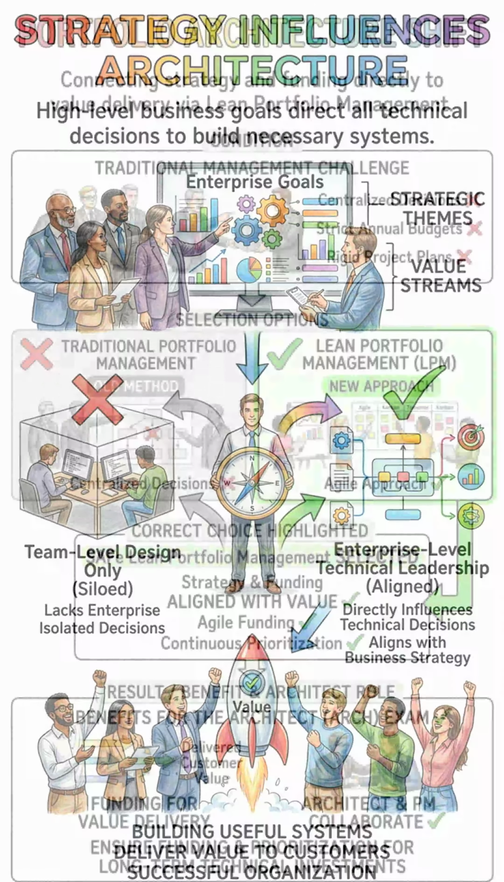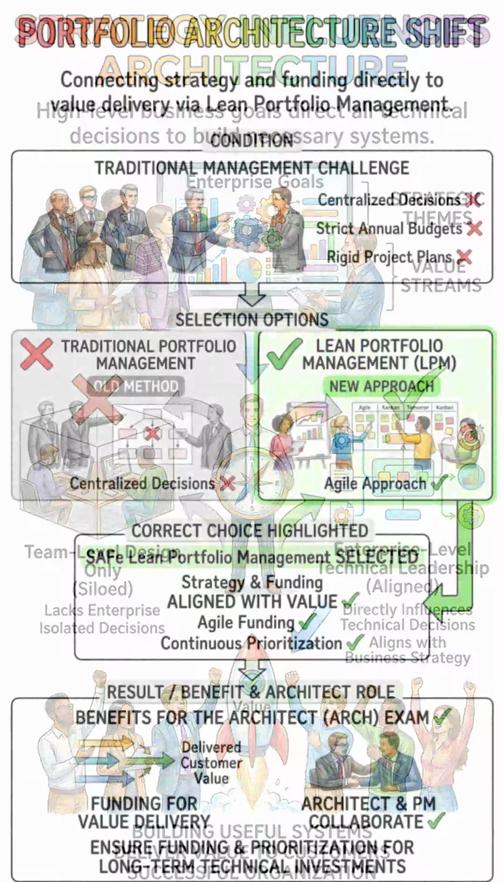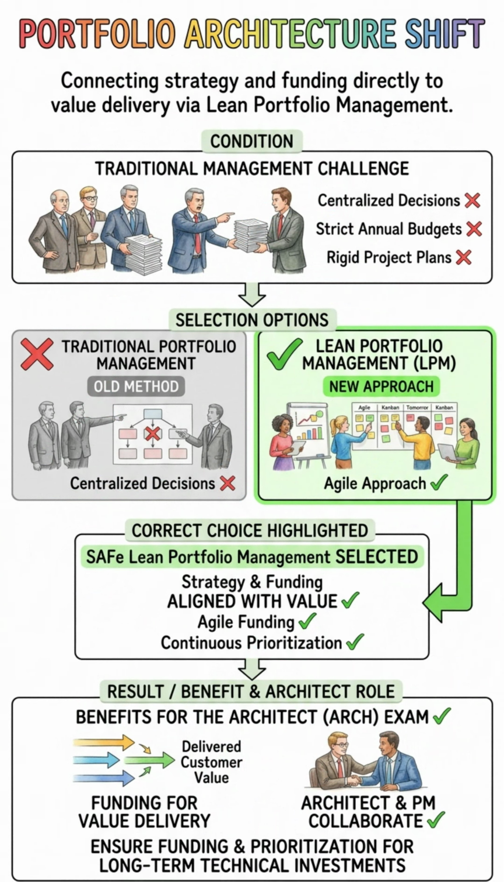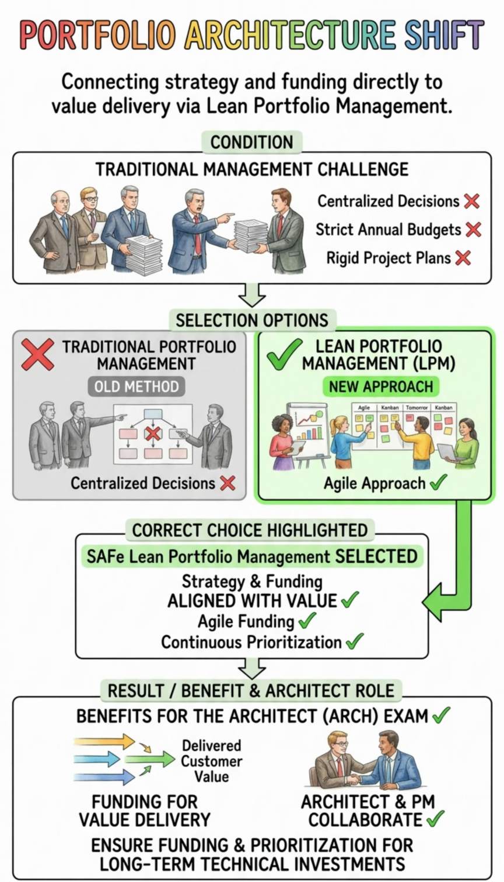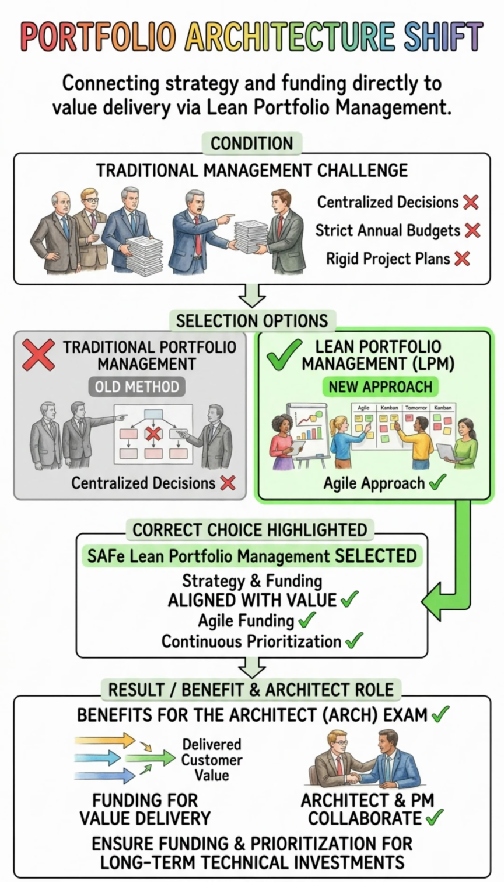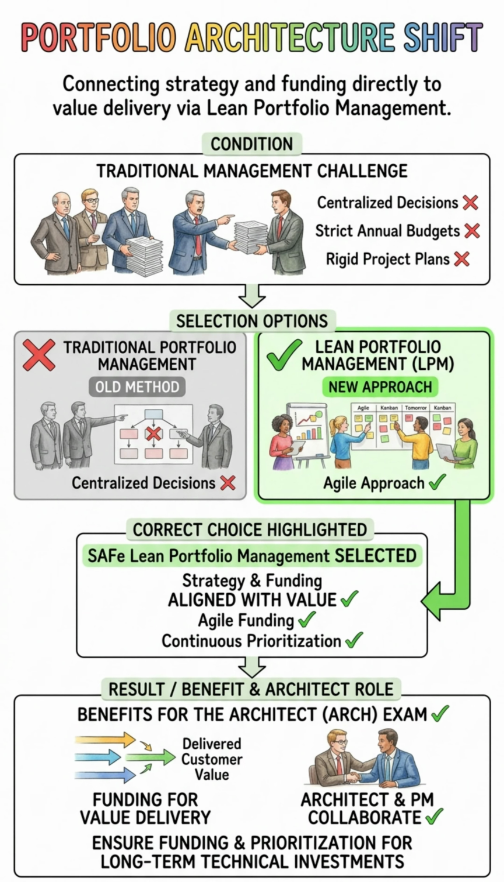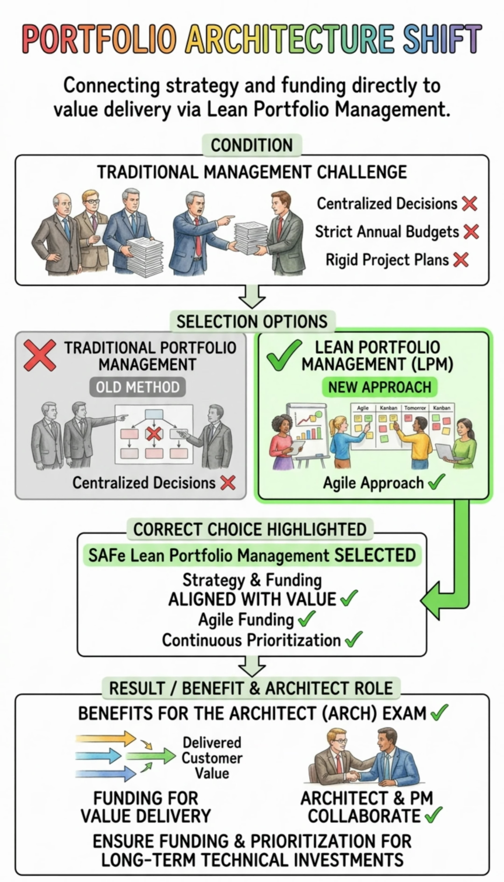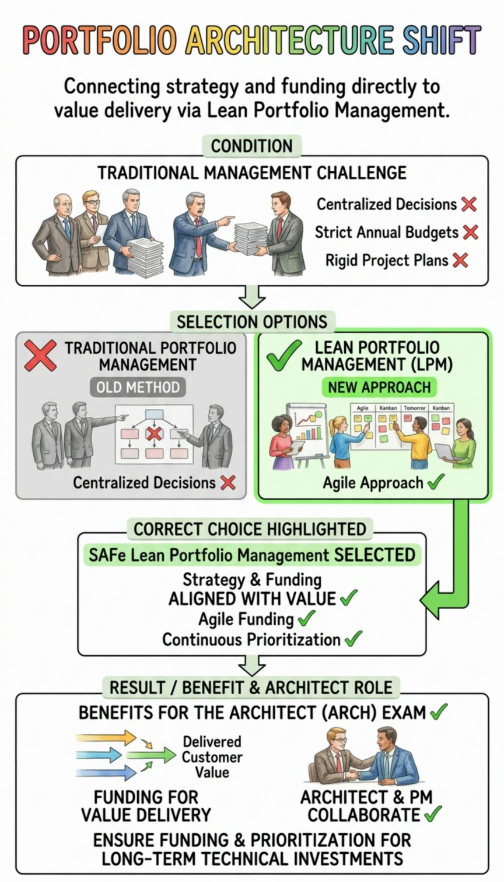To understand portfolio architecture, we first need to introduce lean portfolio management. In traditional companies, centralized management often hands down strict annual budgets and rigid project plans. In a SAFe environment, lean portfolio management takes a much more agile approach, aligning strategy and funding directly with value delivery. As an architect operating at this level, you will collaborate closely with portfolio managers to ensure that long-term technical investments are properly funded and prioritized.